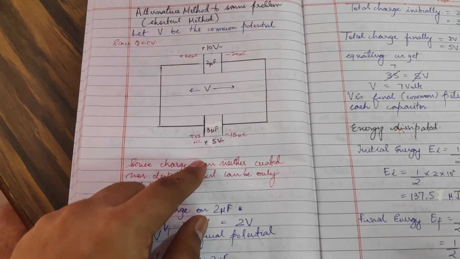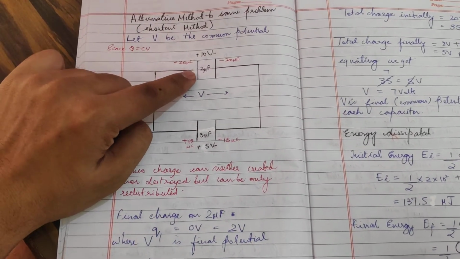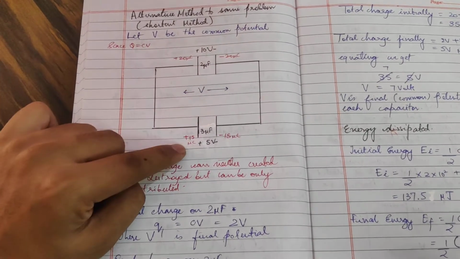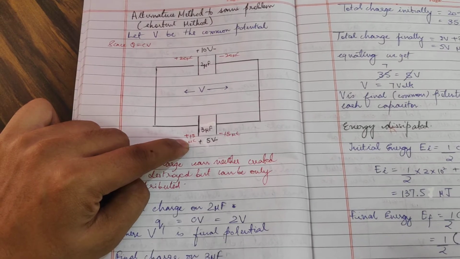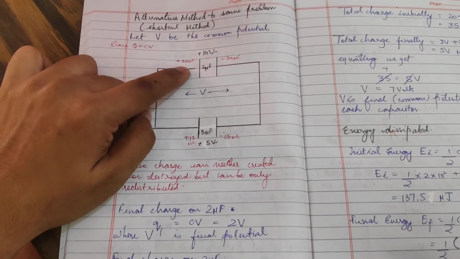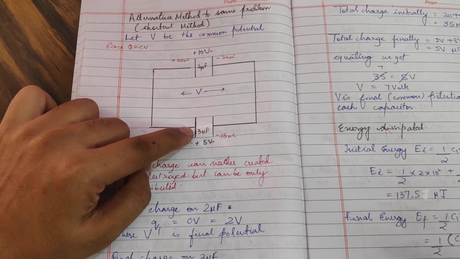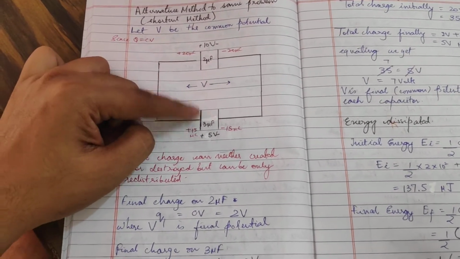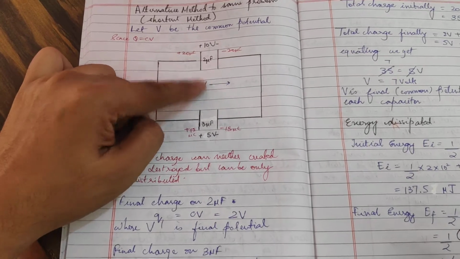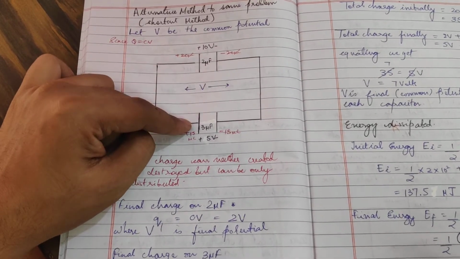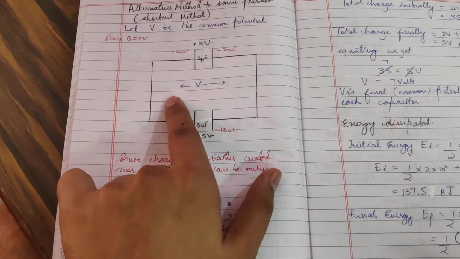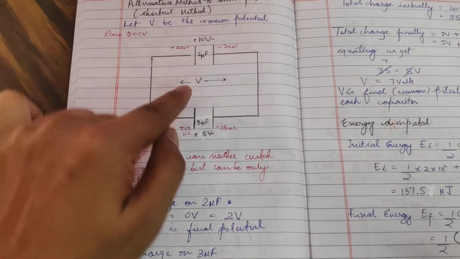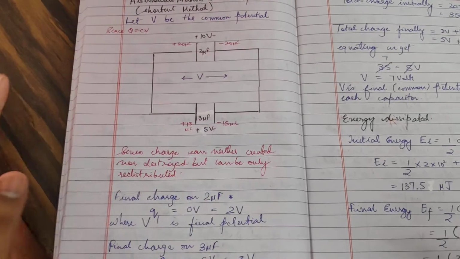Okay. Now if you see that, this is the positive plate, the charge here is plus 20. This is the positive plate, the charge here is plus 15. Since the charge here is more, charge will flow from here to this plate. So what is happening over here? The charge will redistribute itself according to the potential. When the potential of both the capacitors becomes V, the charge flow will stop.